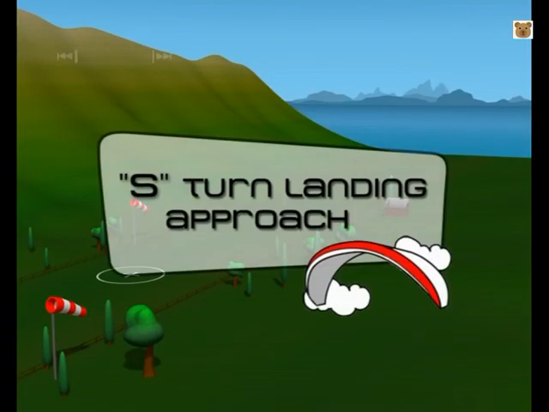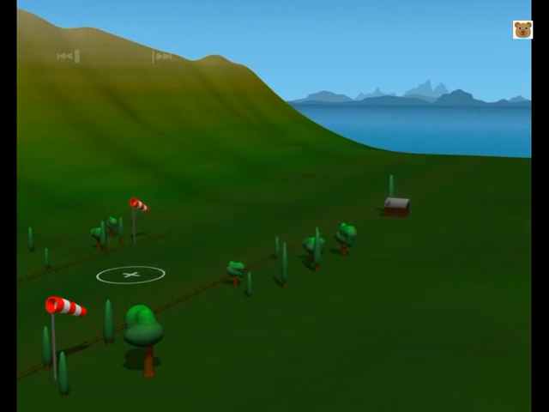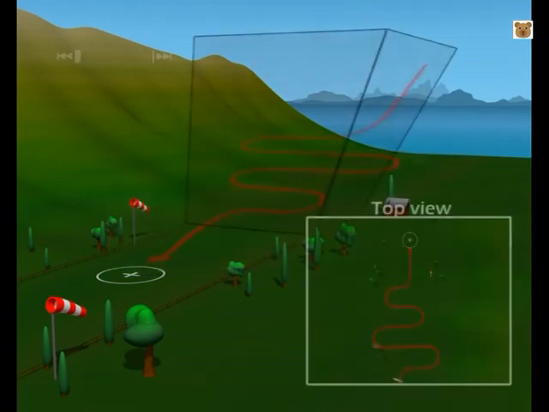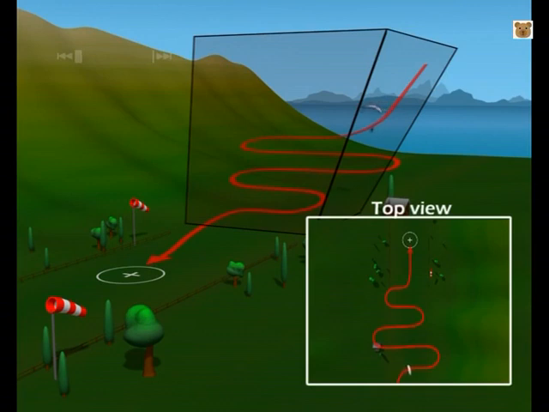An S-turn landing approach allows the pilot to lose altitude by making a series of S-turns within a cone of safe airspace. The size of the S's decreases as the pilot loses altitude. By tracing smaller and smaller S's, the pilot loses enough altitude and lines himself up with the target for the final approach.